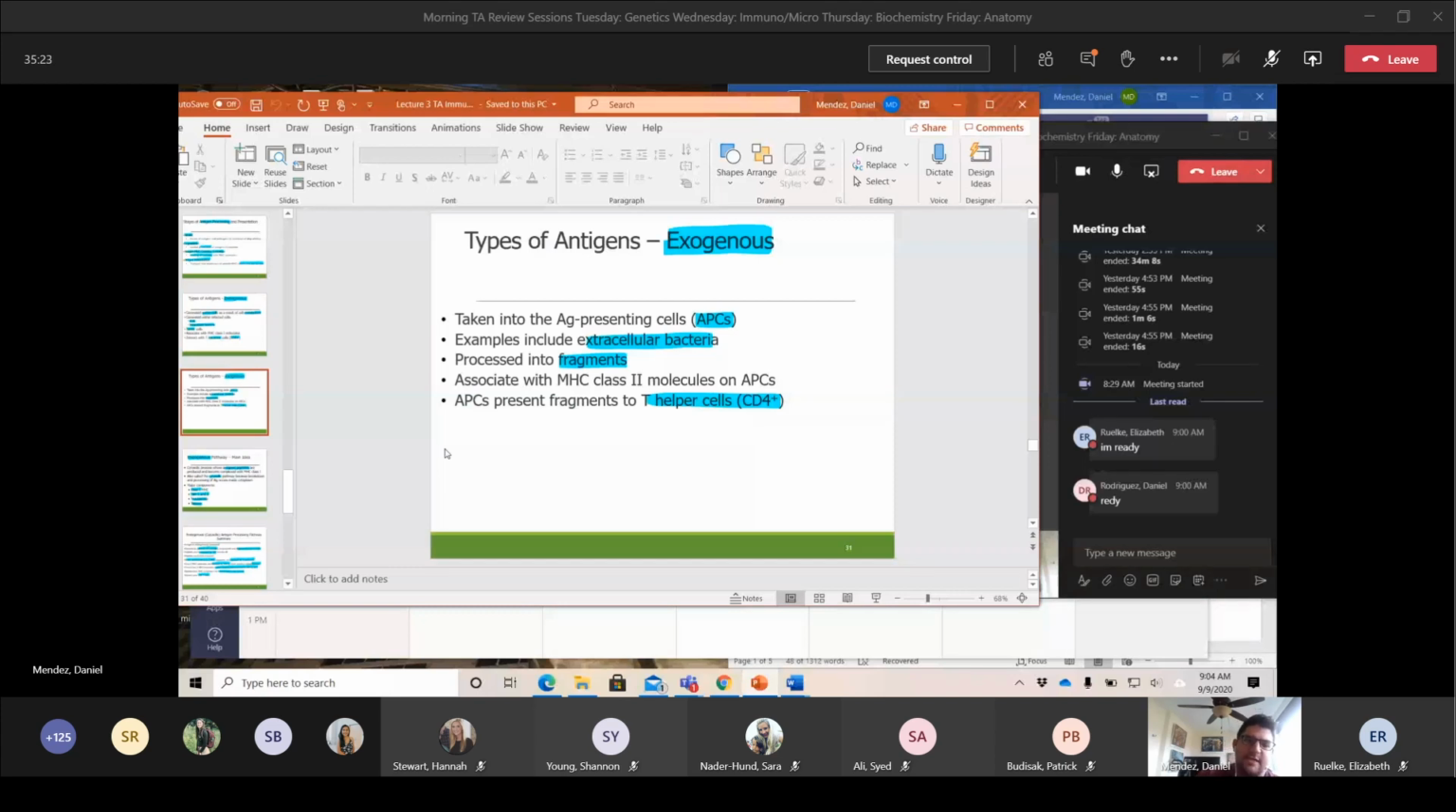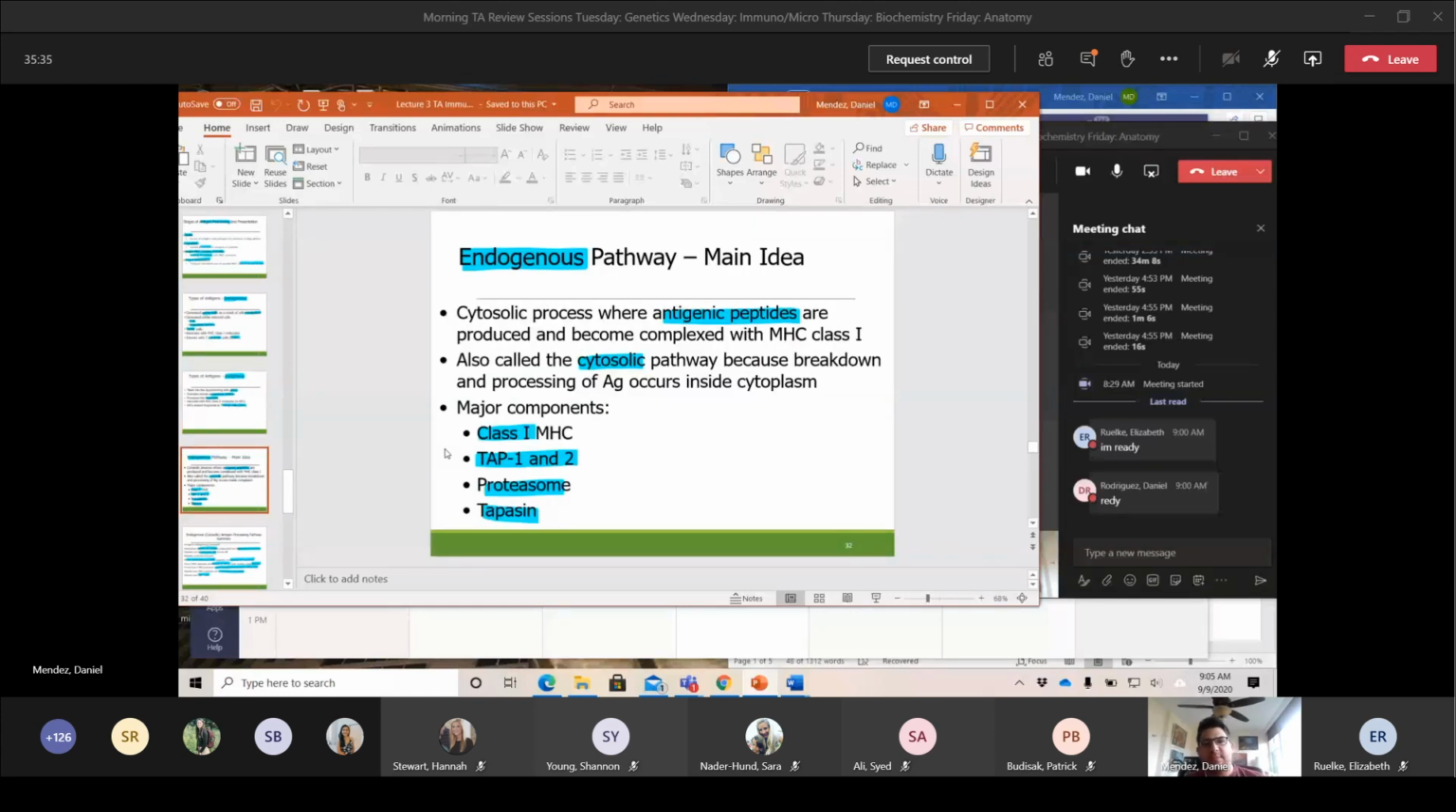So our exogenous is just when we have that extracellular bacteria or extracellular antigen. Those are going to be processed on our MHC class 2, and as we know already, those go to the helper T cells. The main idea with the endogenous pathway, like we said, is a virus or intracellular bacteria or tumor cell making an endogenous antigen. That antigen will be presented on class 1 MHC. Then we're going to see the interaction between TAP and tapasin on how we actually get that antigen from within the cell out onto our class 1 MHC molecule. We'll go through that in a little bit. She has those diagrams or pictures.